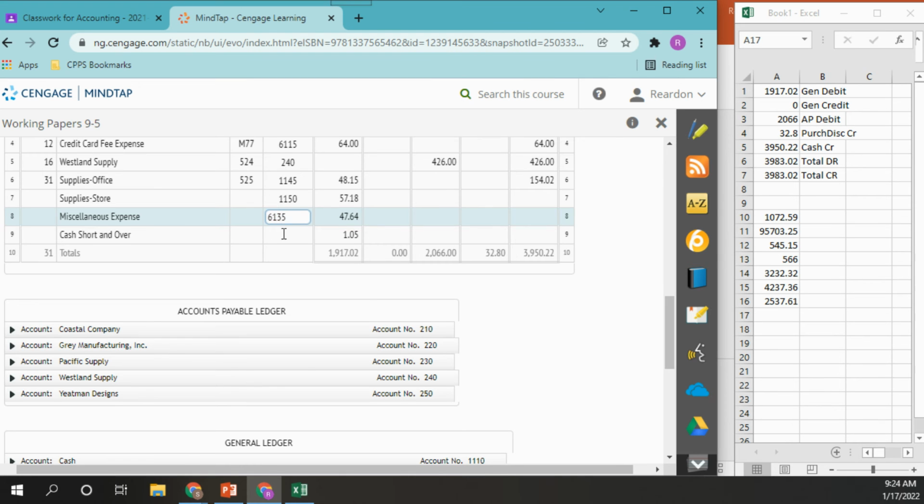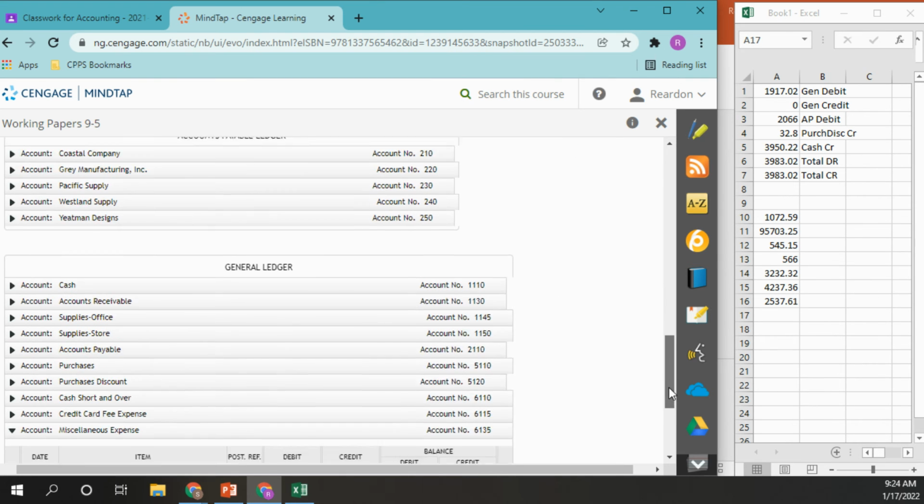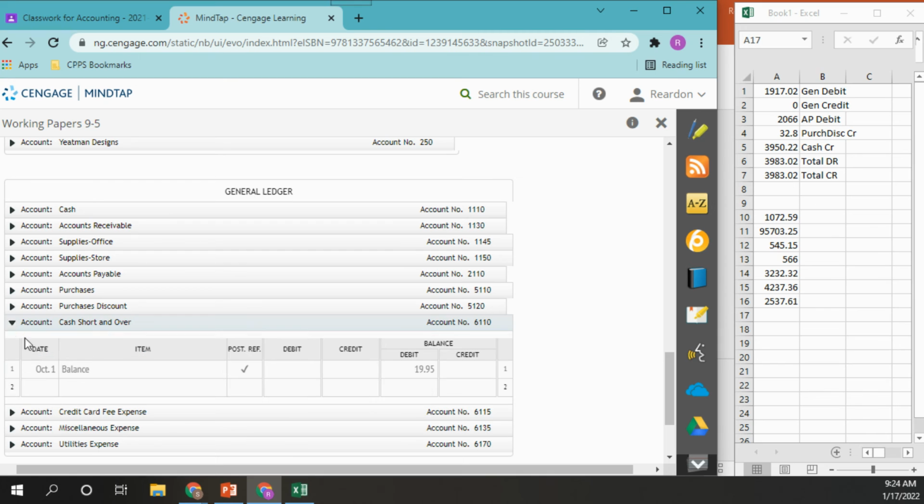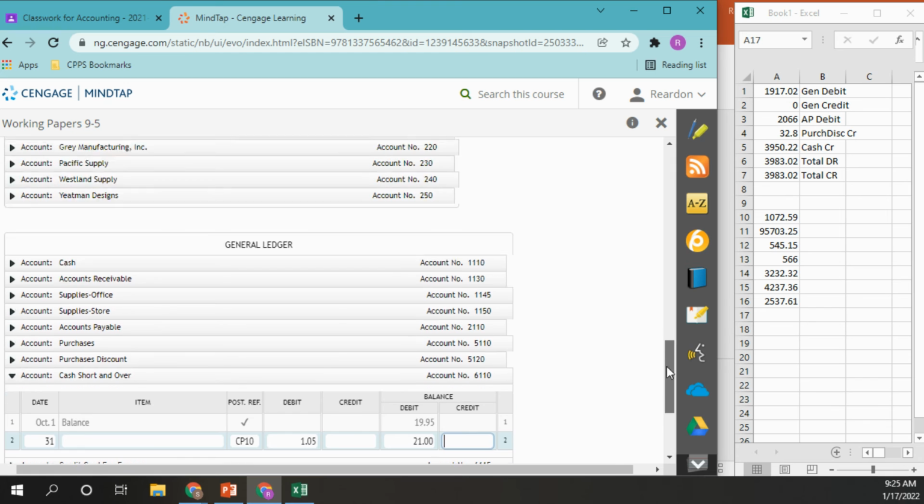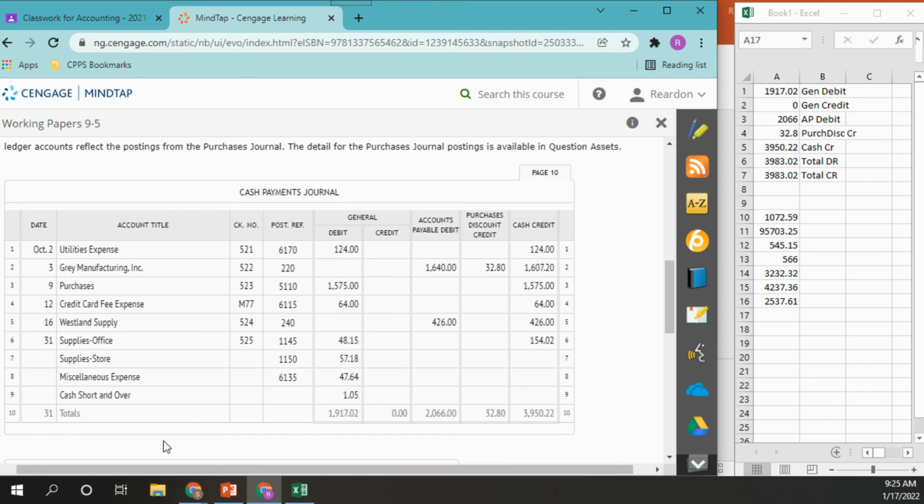6135. There we go. And cash short and over 105. Cash short and over 31st. Cash payments 10, 1.05. I'm going to go out on a limb and add this in my head. It's going to be a previous debit of $19.95 plus 1.05. Gives me $21 even. Account number 6110. Whoops. Yep, 6110. There we go.